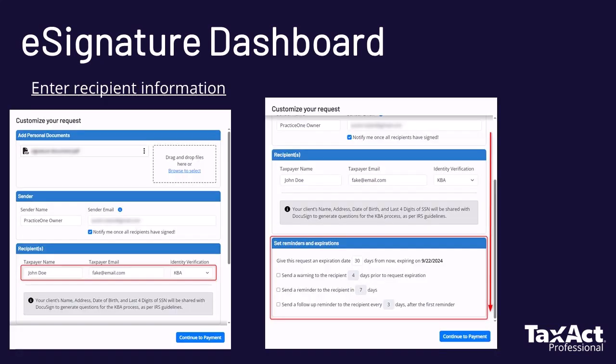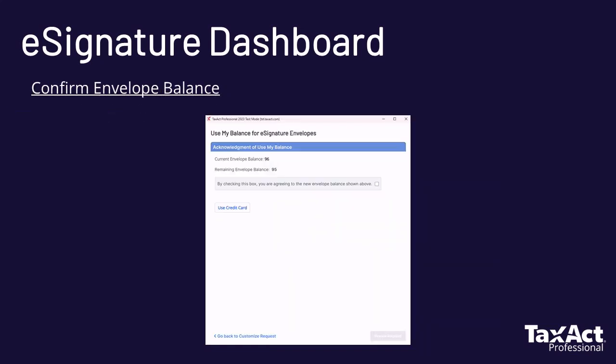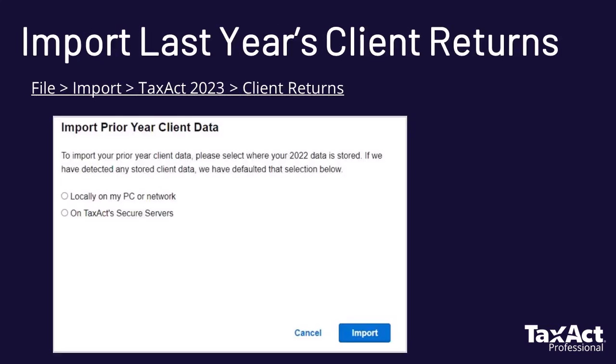Enter recipient information and customize your request by checking boxes next to the desired fields. Click Continue to Payment when you're ready to continue. Confirm your envelope balance and proceed with payment. Now we'll move on to importing returns from last year.